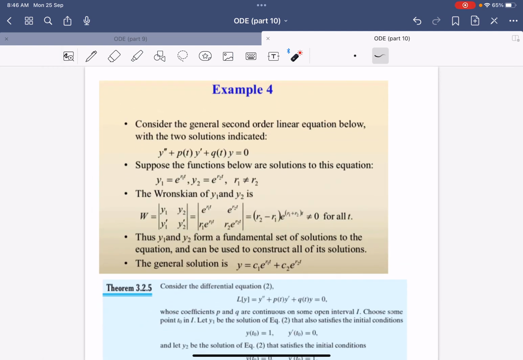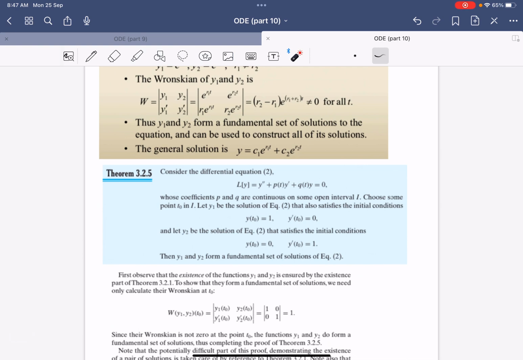Another example is that we now consider the general solution to this set, and suppose that the functions below are the solutions. Then the Wronskian of these two solutions will be y1, y2, y1 prime, y2 prime. When you cross multiply, you get non-zero for all t, because r1 and r2 are not equal to each other. And that's why in the previous video we said that the general solution will only be of the form of the linear combination c1 e to the power r1t plus c2 times e to the power r2t.